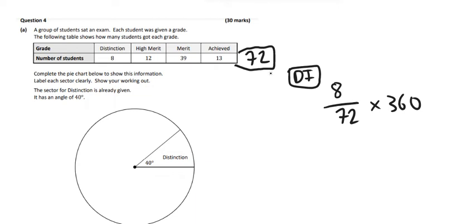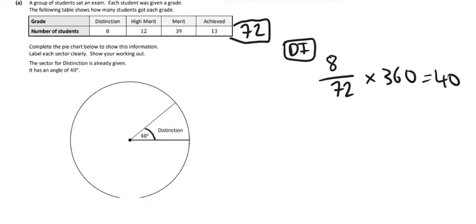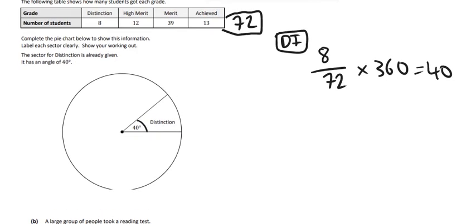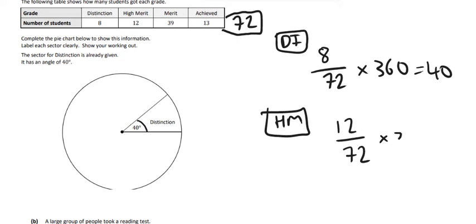So you get 40, put that into your calculator. And that's how we get the first angle, and we don't have to draw that one in because it's already done for you. Higher merit then. So we do need this angle, we're going to draw this then. So it's 12 over 72 multiplied by 360. And we're getting 60 there. So the angle there is 60.